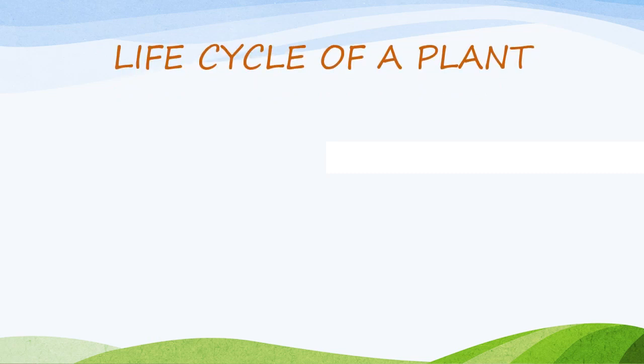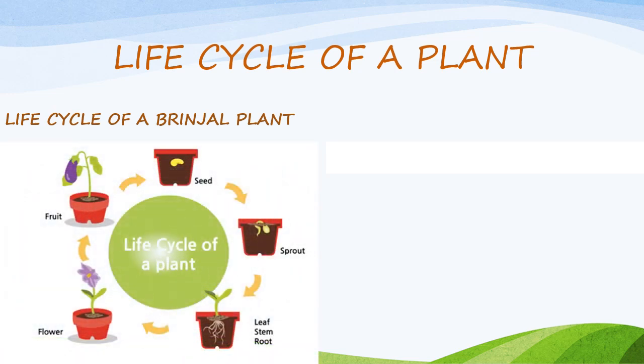Now let's see the life cycle of a plant. Here I have taken the brinjal plant's life cycle. You can see in a pot there is a seed, then that seed sprouts out. That sprout will get small leaves, stem and roots. Then the leaves, stem and roots will grow and it will give out flowers. That flower will give out a fruit, and that fruit is the brinjal.